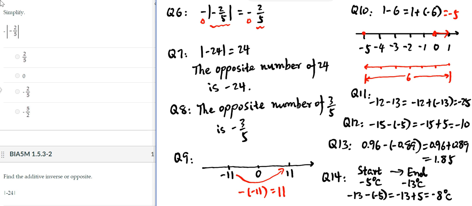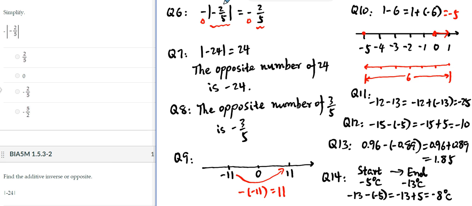Now, let's look at those questions. The first one is negative, and then absolute value of negative 2 over 5. We know the absolute value of negative 2 over 5 is positive 2 over 5. But there is a negative in front of this absolute value, so the final answer is negative.